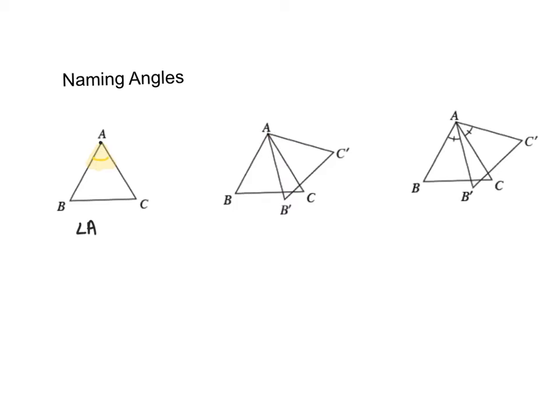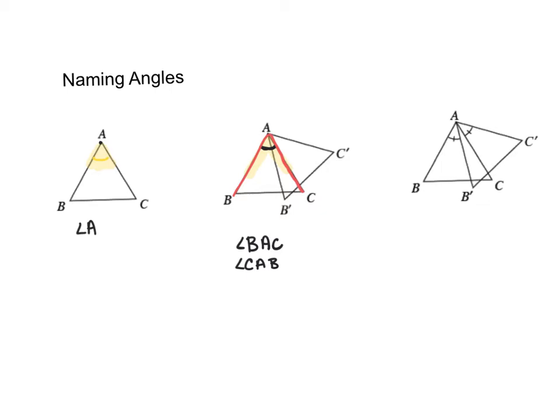So I need a more specific way of naming angles when I have overlapping angles in the diagram. If I want to talk about the same angle that I talked about in the first triangle, I would name that angle BAC, or I could also call it angle CAB.